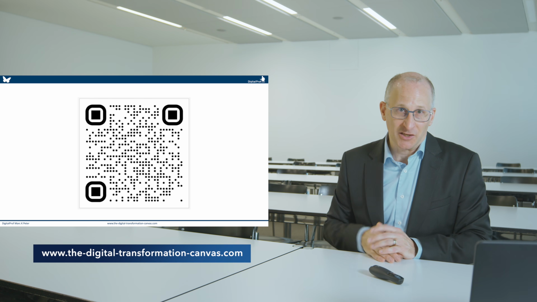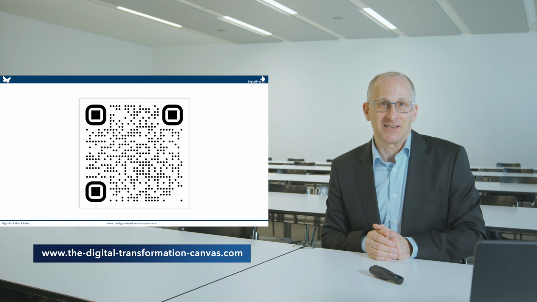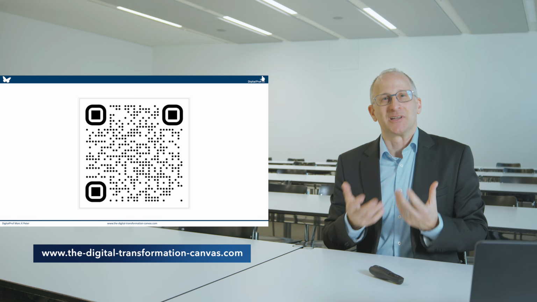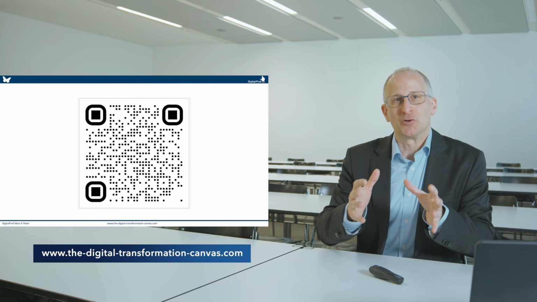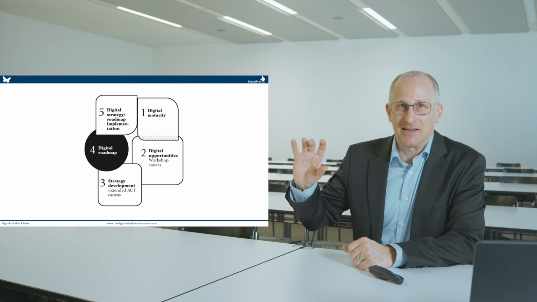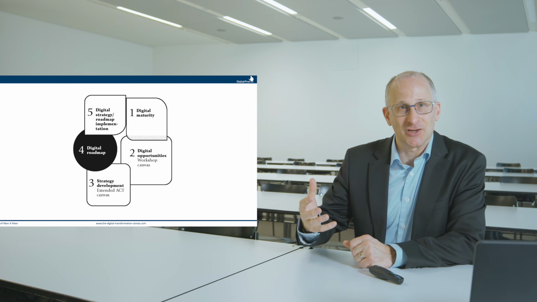There is a free small business example available on the digitaltransformationcanvas.com website. Use the QR code to access the example of Alexandra's bike shop in London. That will give you an idea of how you could build such a digital plan for your organization. Step number 4, the digital roadmap, the documentation of your digital strategy.